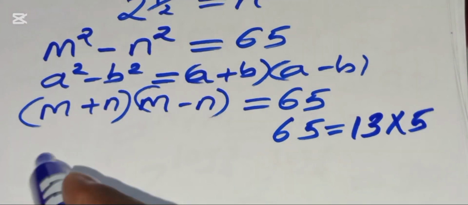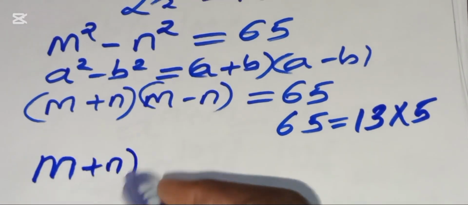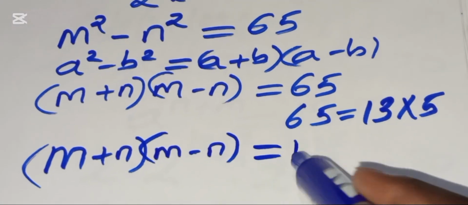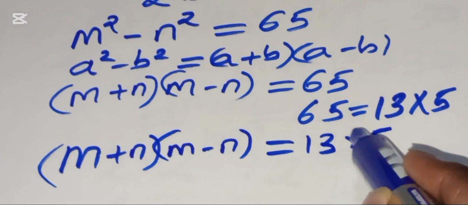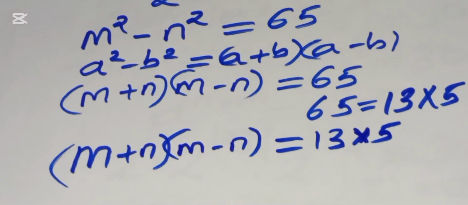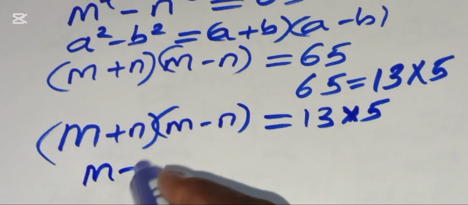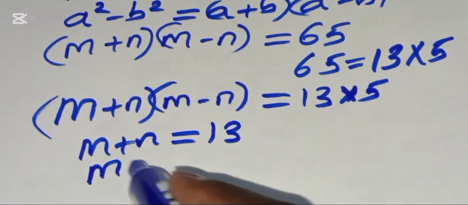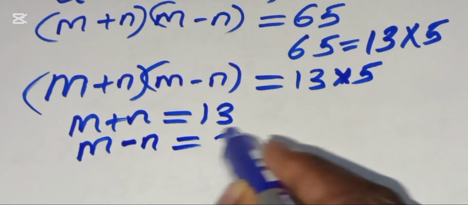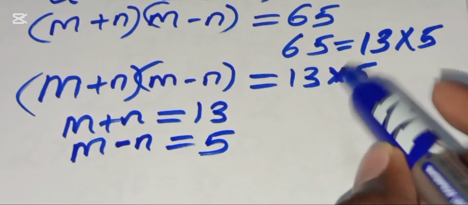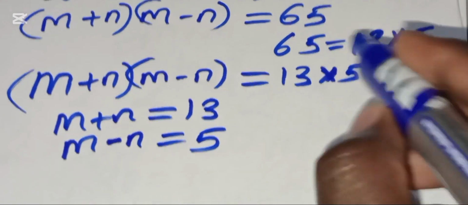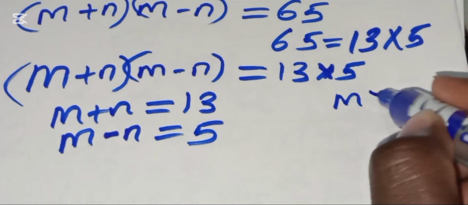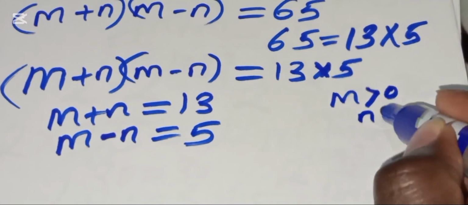Now this is the same thing as m plus n, m subtract n, equal to 13 times 5. From what we have here, we can equate m plus n to 13, and m subtract n is equal to 5. Also, m is greater than 0 and n is greater than 0.